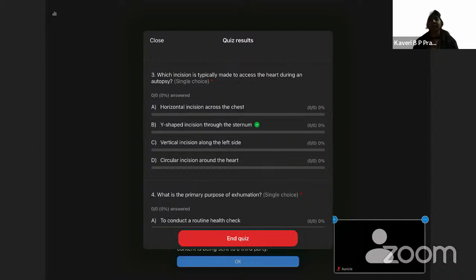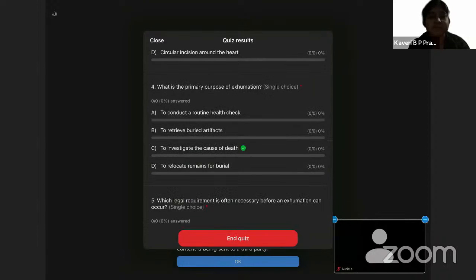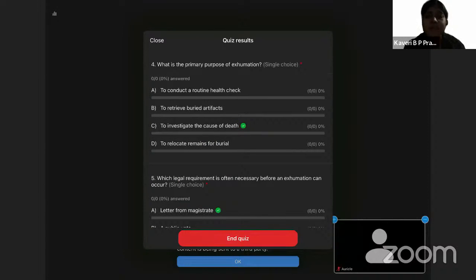So this is a common sense type of question. Basically, as we saw, there are three important incisions. What are those? I, Y, and U. Because only Y is given, that has to be the answer here. Okay? So this is a common sense type of question. What is the primary purpose of exhumation? To conduct a routine health check, to retrieve buried artifacts, to investigate cause of death, to relocate remains for burial. What is the answer?